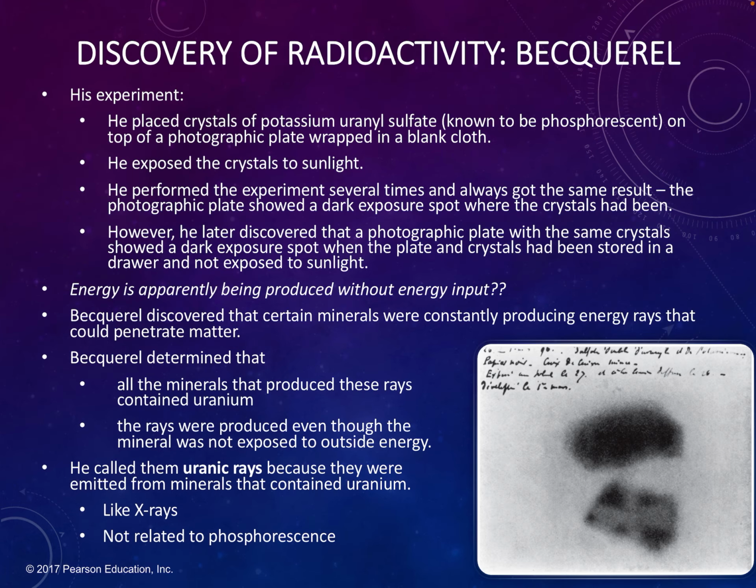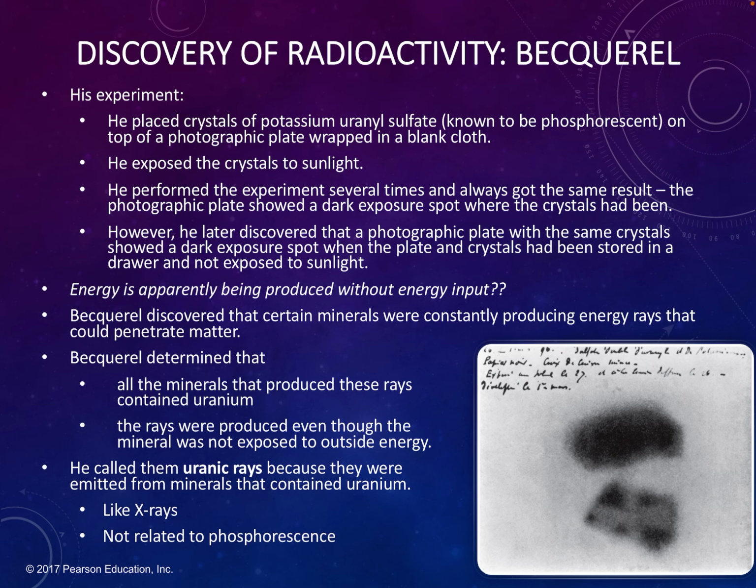I know this is a lot of words, but his experiment is that he took some crystals of potassium uranyl sulfate, and we know that potassium uranyl sulfate is phosphorescent. So again, if you expose it to light and then you take it in the dark, it will glow green. So he took these phosphorescent crystals, put them on top of a photographic plate, and wrapped those crystals in a cloth.